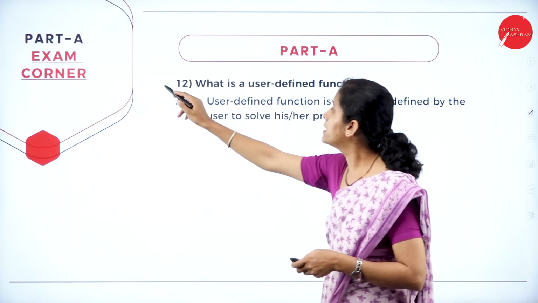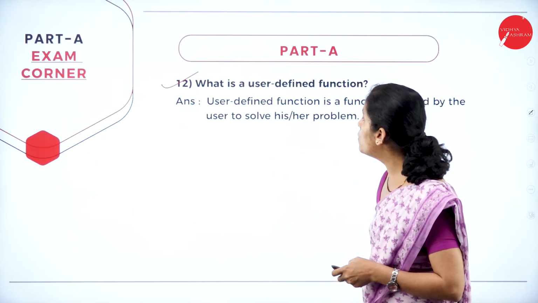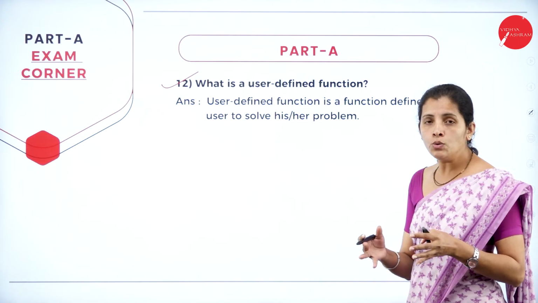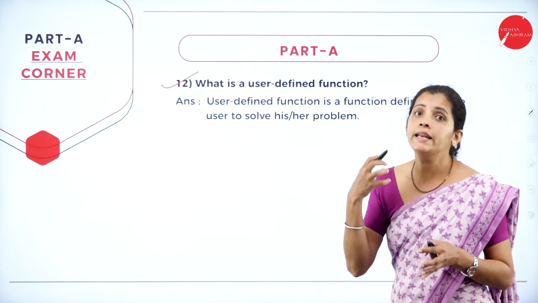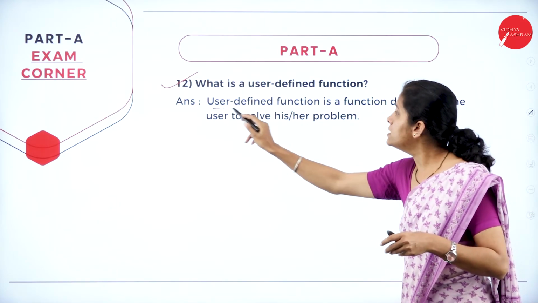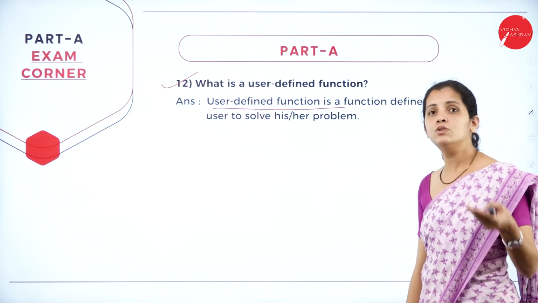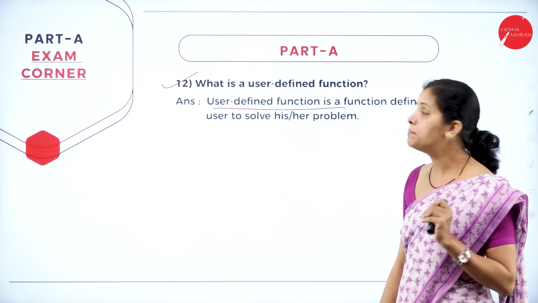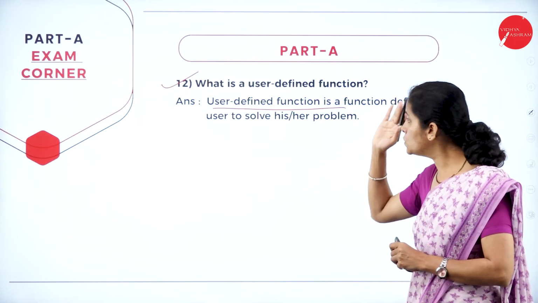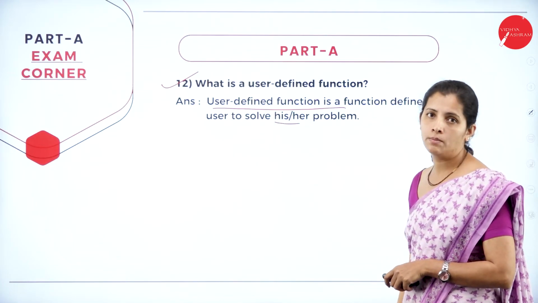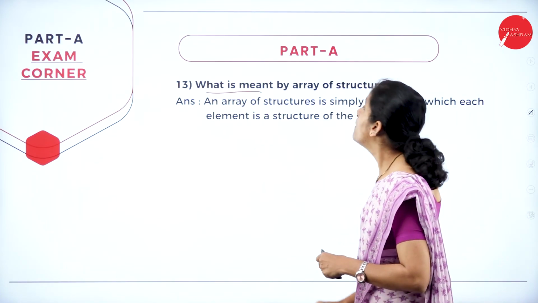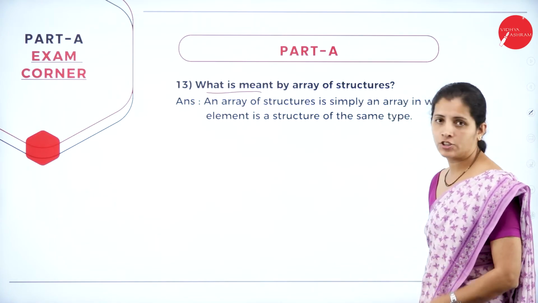Moving further, if I consider the 12th question, then what is a user-defined function? If the user is going to define or write any function, then it is called a user-defined function. Now, user-defined functions are all examples of functions, but defined by the user to solve his or her problem. Now, the 13th question here is, what is meant by array of structure?